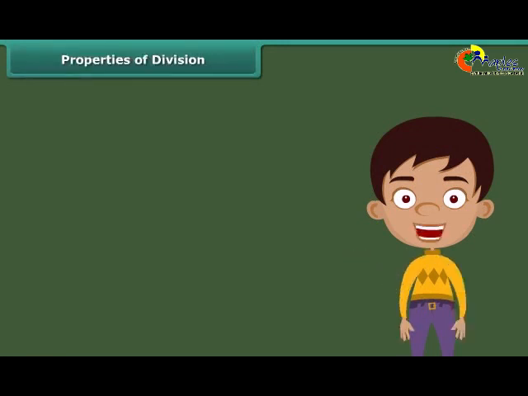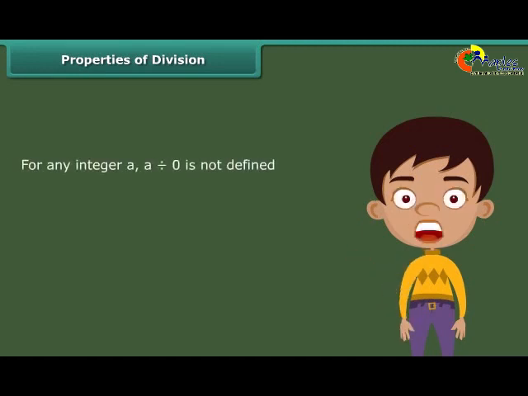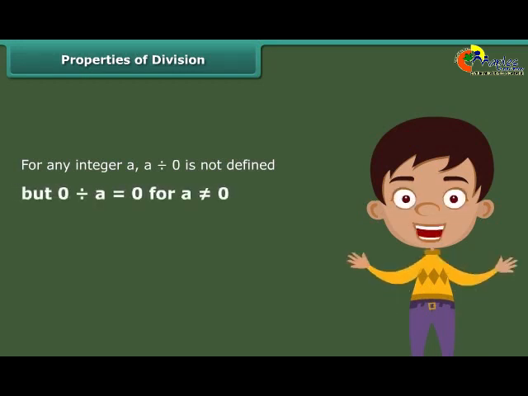Division is not commutative for integers. For example, -8 divided by -4 is not equal to -4 divided by -8. Any integer divided by 0 is meaningless, and 0 divided by an integer other than 0 is equal to 0.